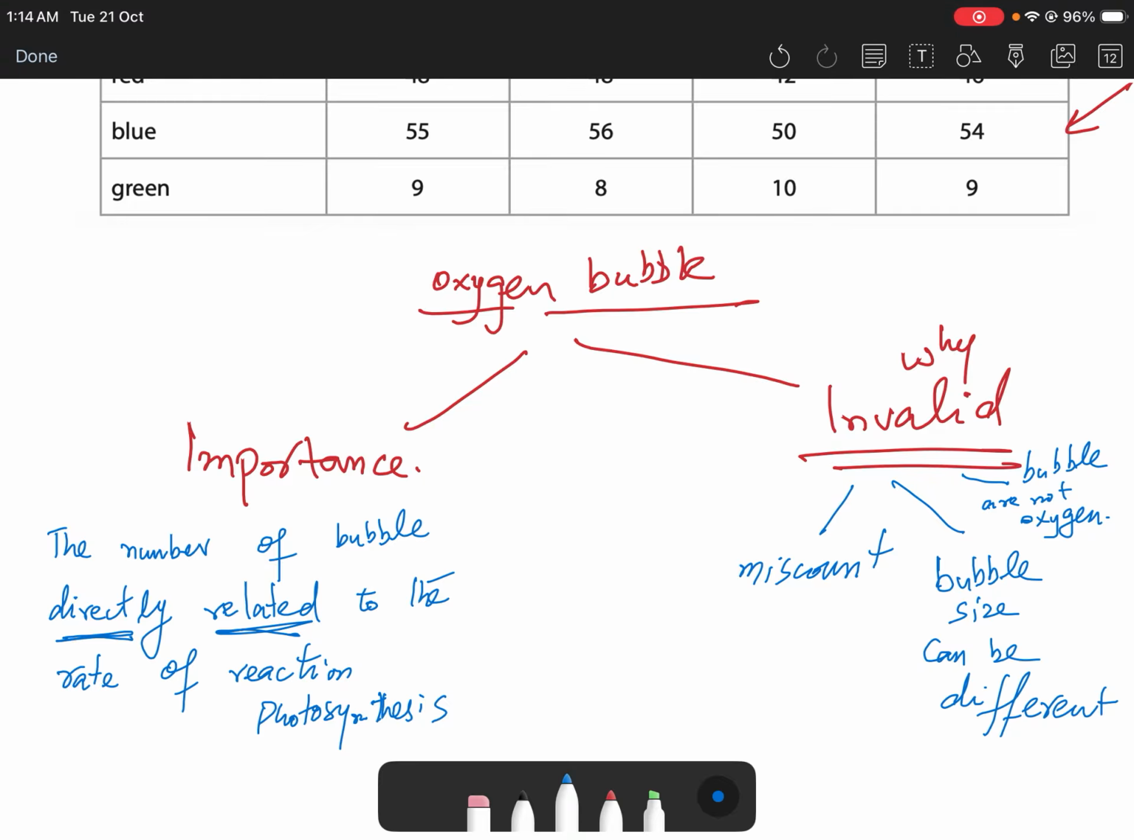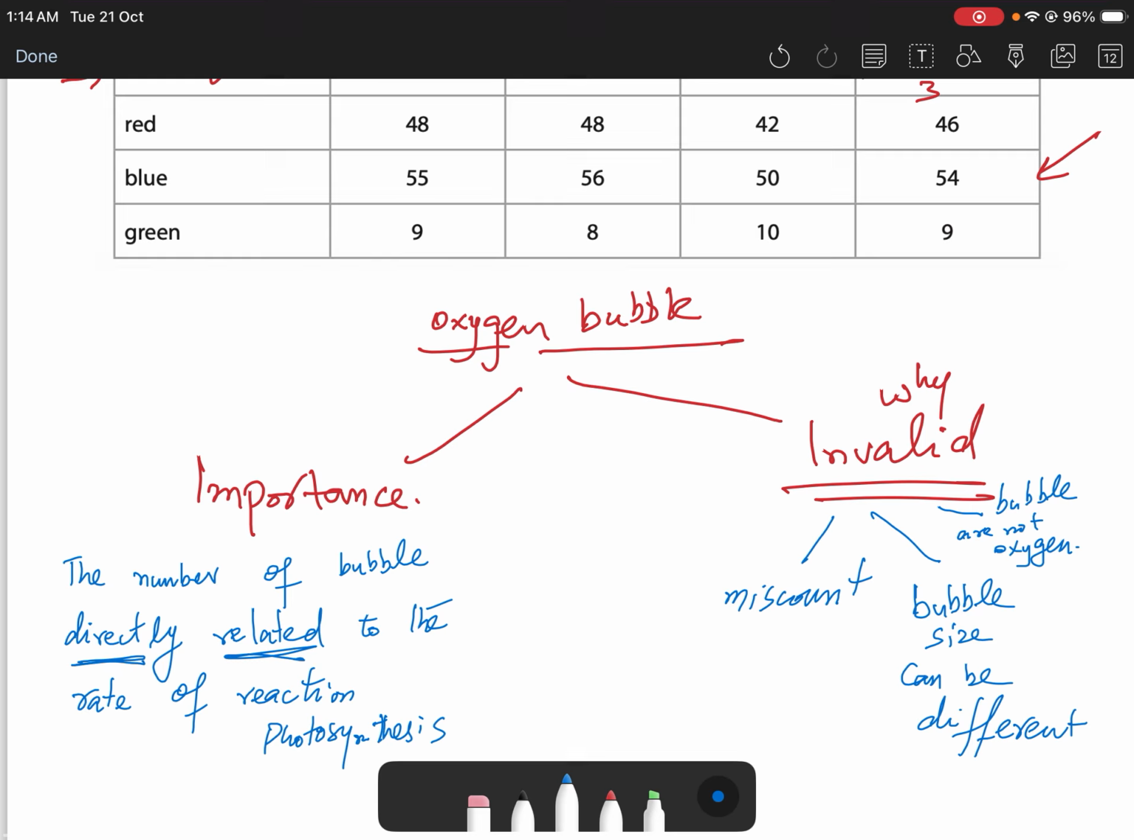Other processes release different gas, but since it is coming as a bubble, so you don't know what's happening.